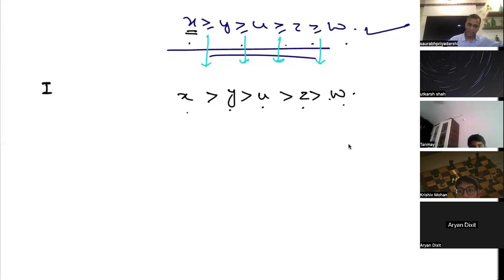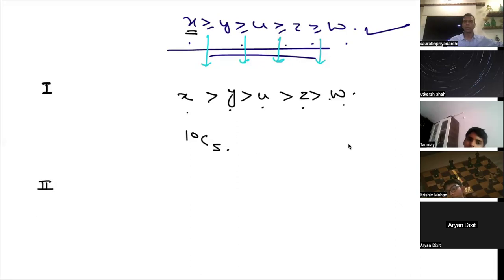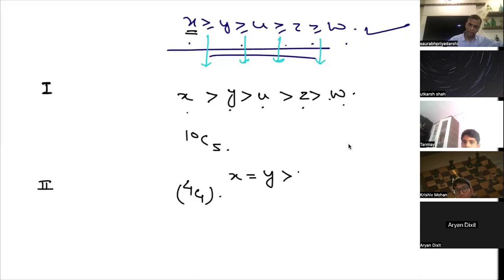So no worry in that. I can write this as 10C5. Case two: suppose I take one equality sign. There are 4 positions, so 4C1 for choosing the equality sign. With one equality sign, you have to select only 4 numbers, so this is multiplied by 10C4.